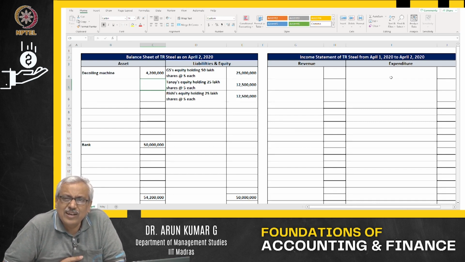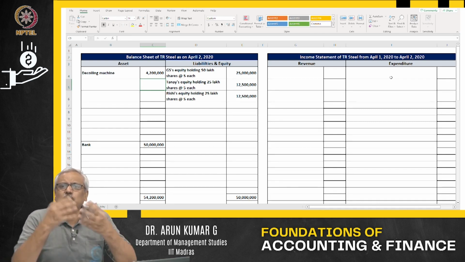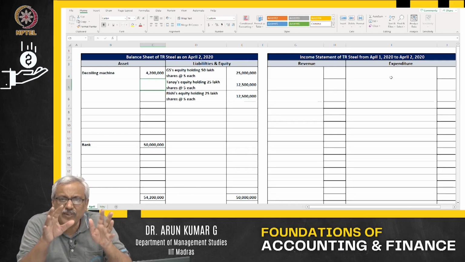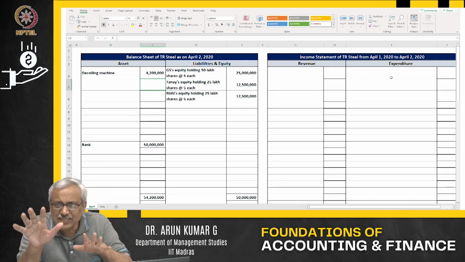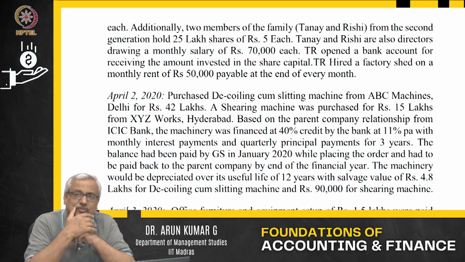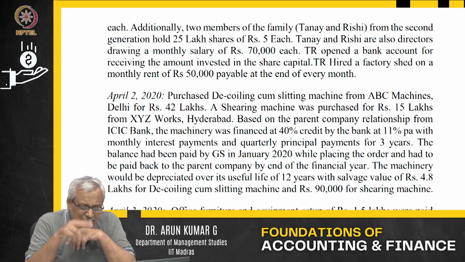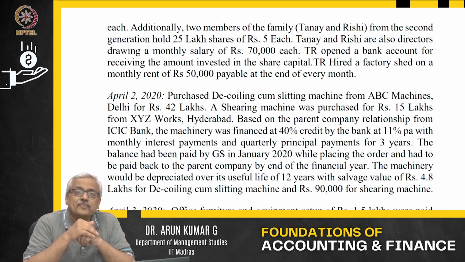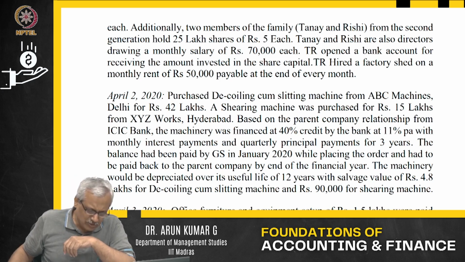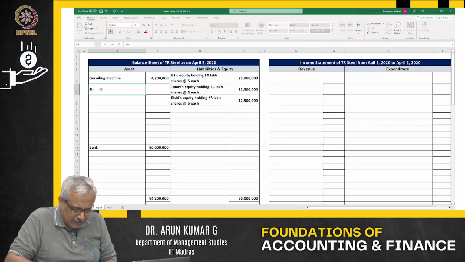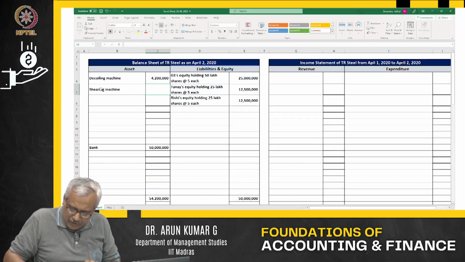Now you might argue, sir, for every transaction there are 2 parts. 2 out of the 4, that is asset, liability, revenue, expenditure, will have to be affected. So you have written asset. What is the other one? Just wait. We'll come back. I go back and read the statement further. A shearing machine was purchased for 15 lakhs from XYZ Works, Hyderabad. So what happened? One more machine is purchased. So one more asset is created. So let us create an asset, shearing machine, for 15 lakhs.